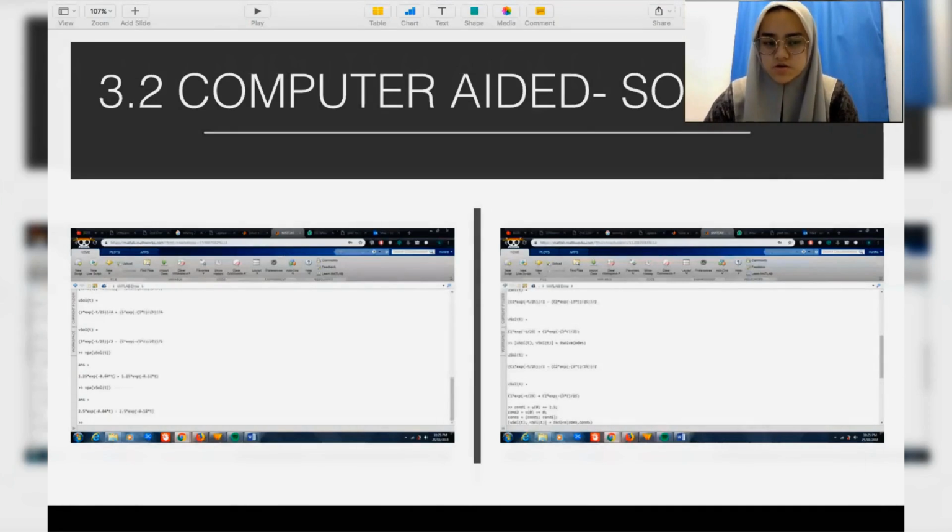Okay, for computer-aided solution, we use MATLAB in order to get the answer, and after we do the coding, the answer that we get from the manual solution and computer-aided solution are the same. So they prove that the manual solution is the correct answer.